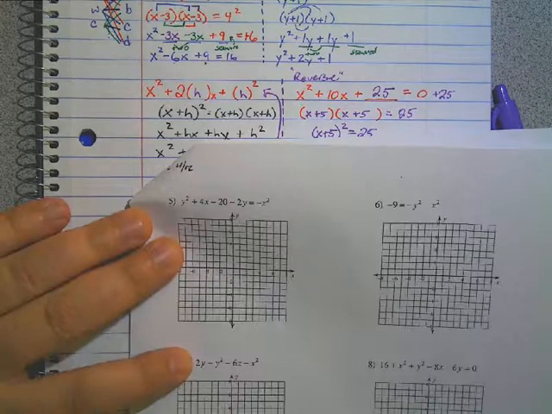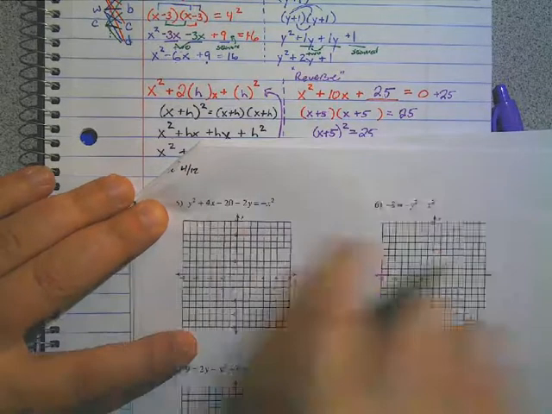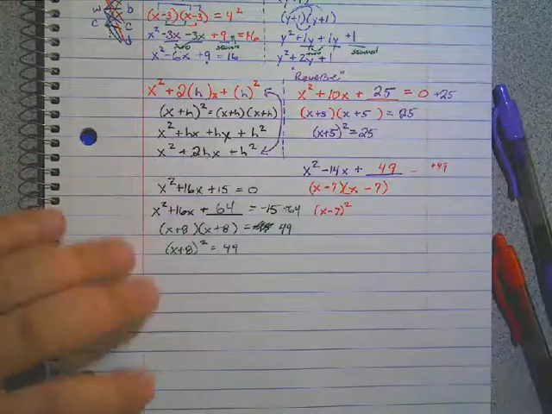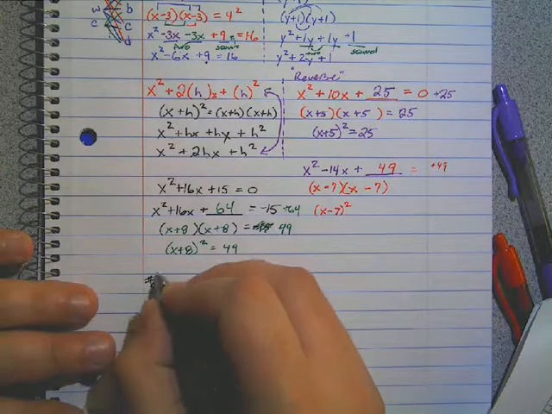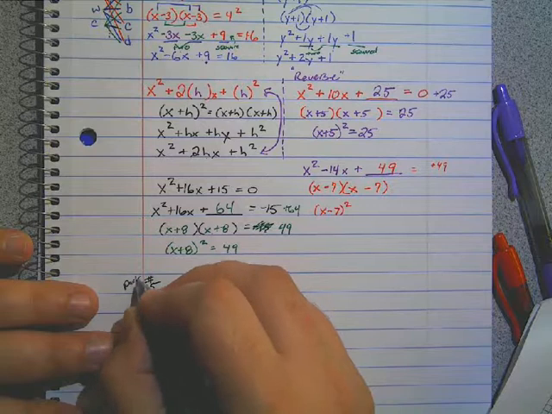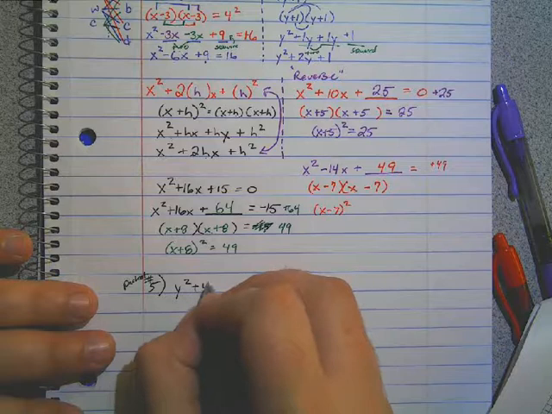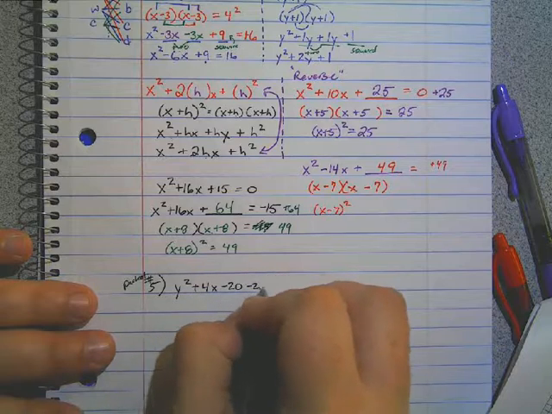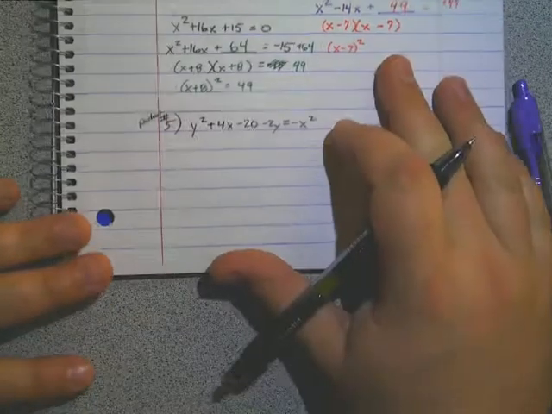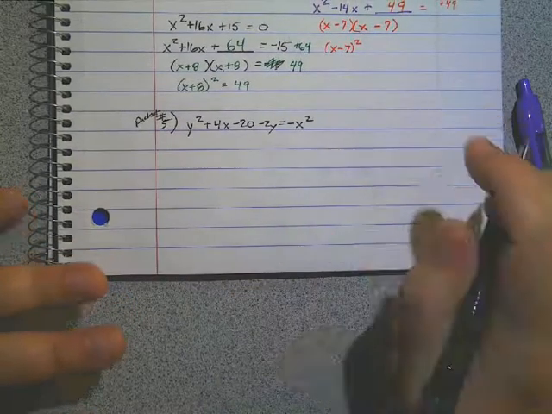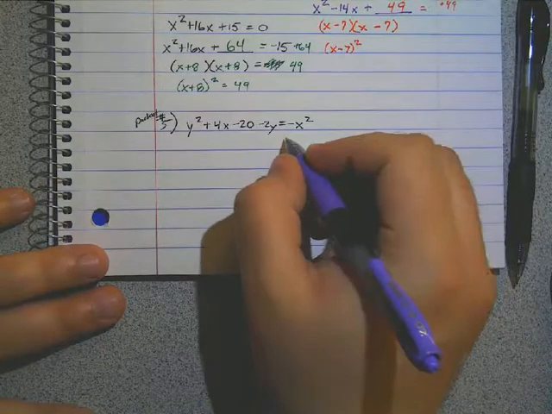Okay, time to attempt the problem we were starting with. The problem we started with was on the very last page of our packet. It's number 5. I'm going to write it down again. Packet number 5: y squared plus 4x minus 20 minus 2y equals negative x squared.